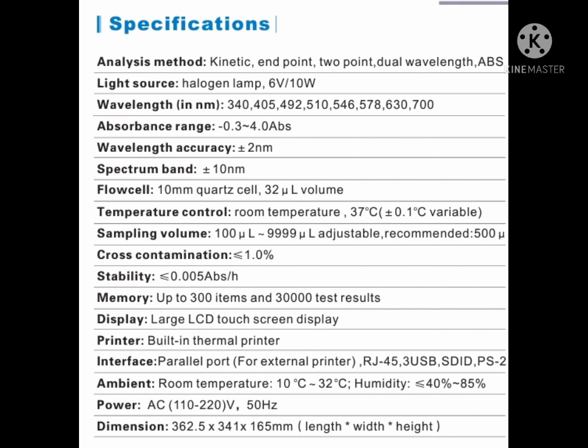Display, large LCD display, touch screen. Printer, inbuilt thermal printer. Interface, parallel port for external printer position is there. The other features are common like other instruments, and dimension is 362.5, 30, 341 and 165 mm. This is about URIT 8.